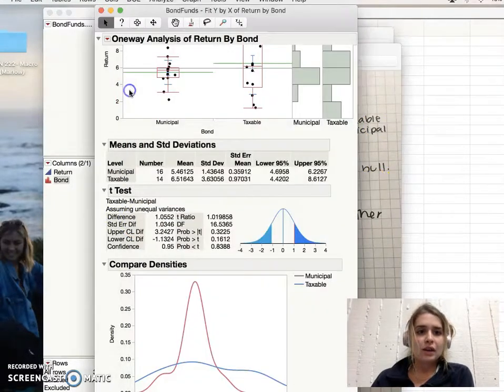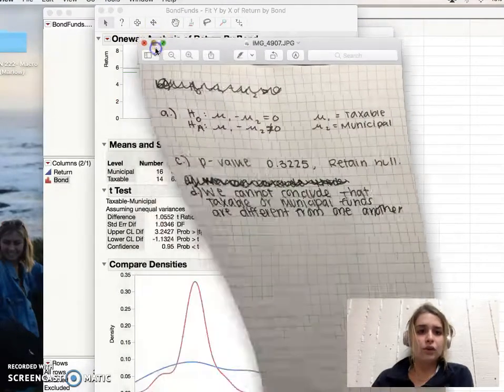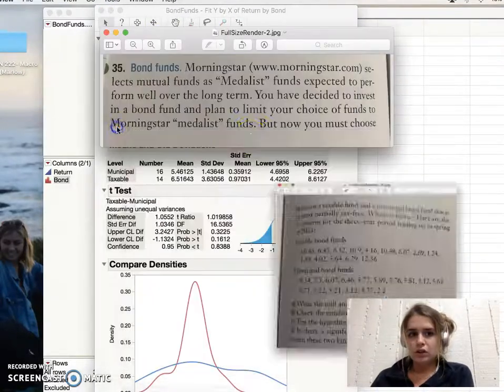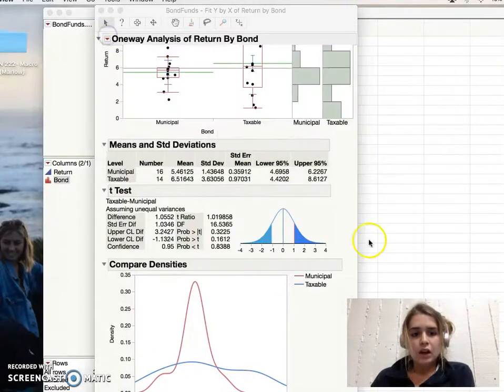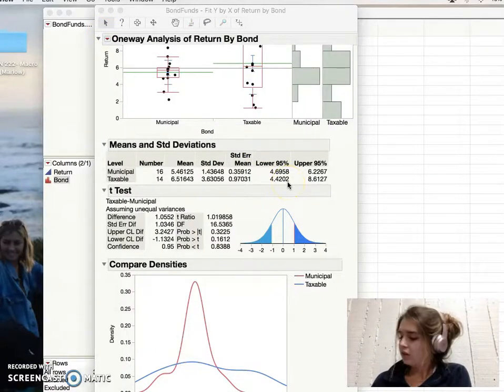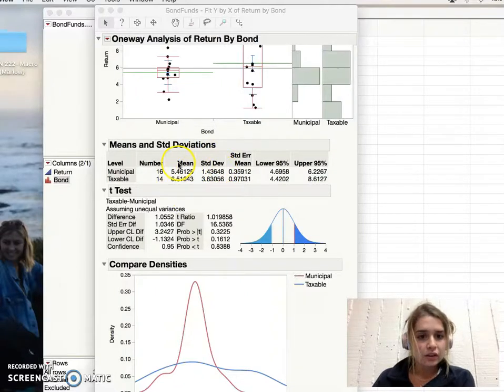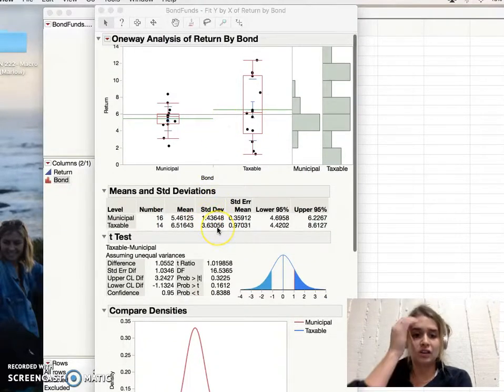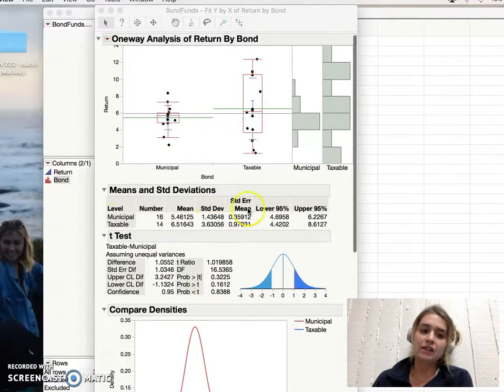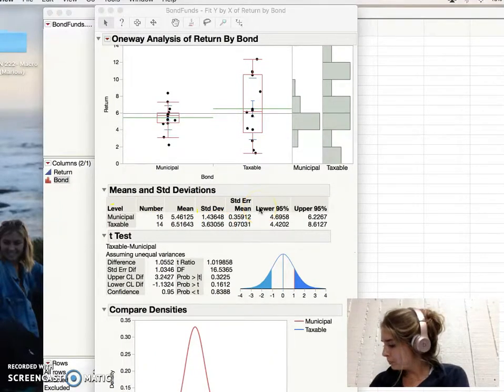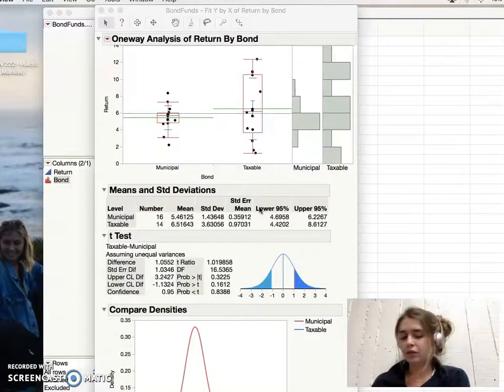The next important thing we do is to look for the conditions. The first thing we're looking at is the means and standard deviations. We're comparing means and comparing standard deviations. So we see that the means are relatively close, but there's a lot of room in the box plots here and in the standard deviation here, which means there's a lot of spread in the taxable. We just have to keep that in mind.